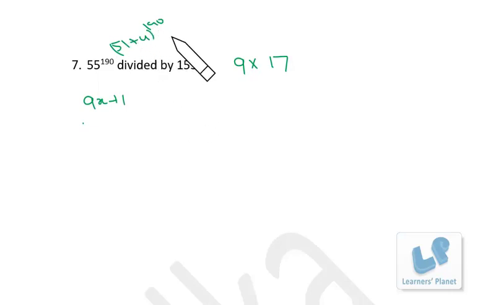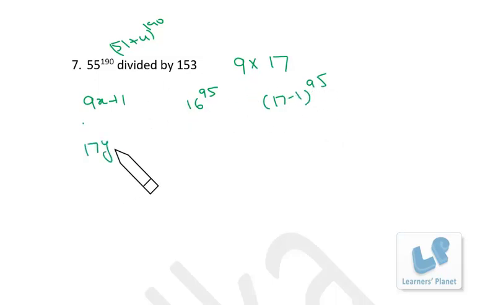Now 4 raised to 190 can be written as 16 raised to 95, right? 4 square I did, so half of 190. So that's 16 raised to 95. Now 16 and 17, they are closer to each other. So 16 can be written as 17 minus 1 and that's raised to 95. If this is divided by 17, the remainder will be minus 1 raised to 95, so that is precisely minus 1. Okay, so this number is in 17y minus 1 format.